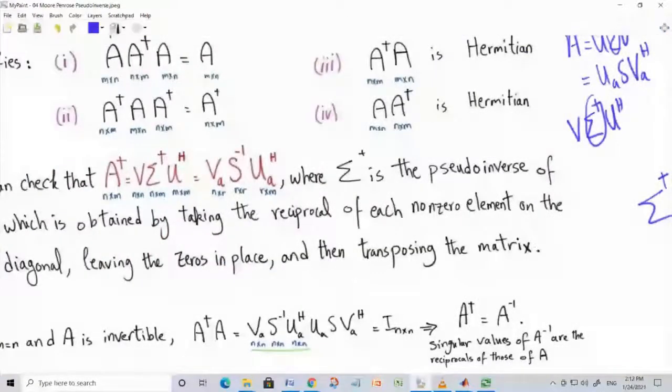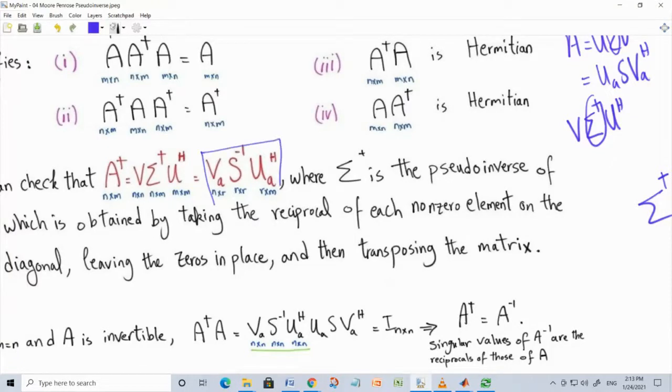So you can obtain the pseudo inverse of matrix A by doing this. Take the V matrix of A itself, the U matrix of A itself, and the sigma matrix of A itself, and play this game. You take V multiplied by the pseudo inverse of big sigma multiplied by U Hermitian, and in the reduced form it will be V_A S inverse U_A Hermitian.